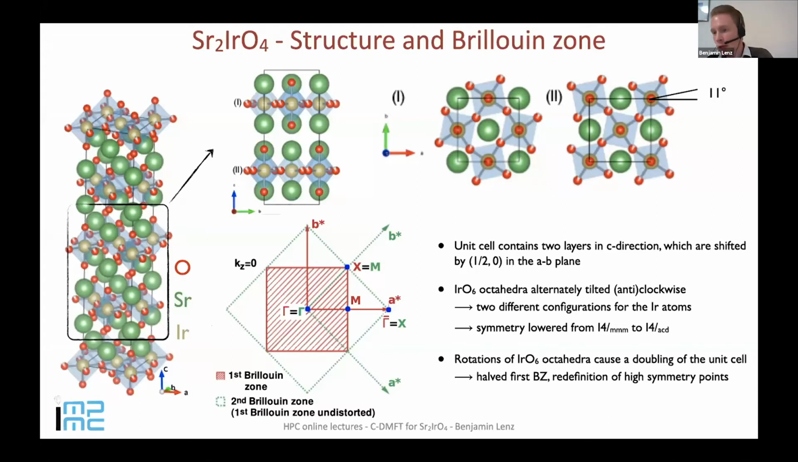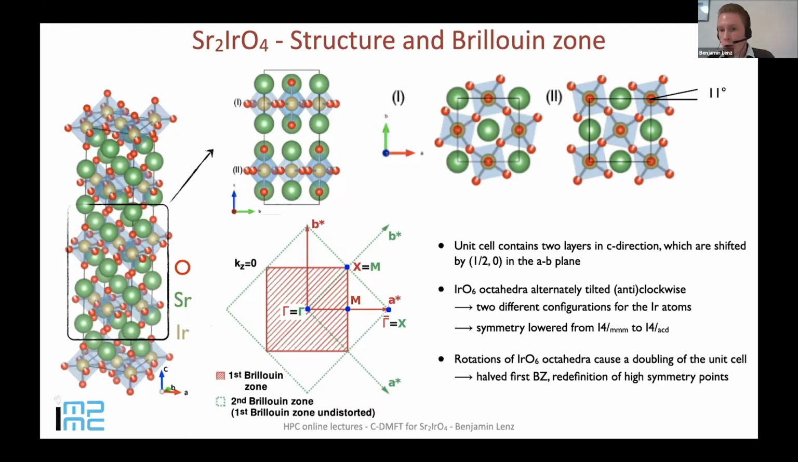This means that you have a further symmetry lowering as compared to, for instance, the unrotated system that you would have for the cuprates. For us, it's only important to note that due to this reduction of the symmetry, you have a doubled unit cell, and so a reduced Brillouin zone. And this is the red reduced Brillouin zone that I will refer to in the remainder of the talk when it comes to high symmetry points.